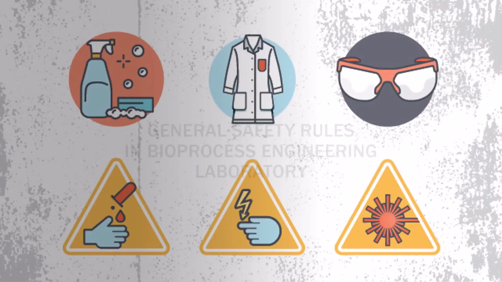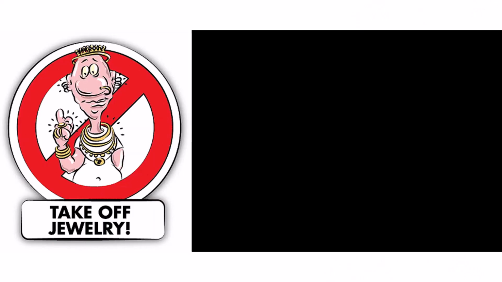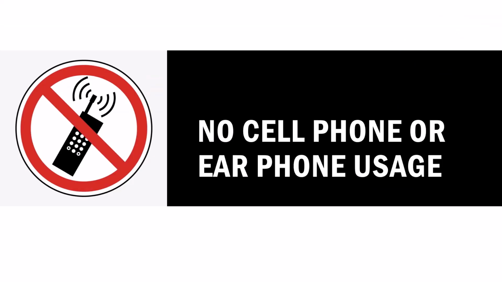Now I am going to explain the general safety rules in the Bioprocess Lab. First, we need to avoid wearing jewelry in the lab because it can pose multiple hazards. Next, no hose spray will be tolerated in the lab. Also, no cell phone or earphone usage in any portion of the lab or during the experiment.